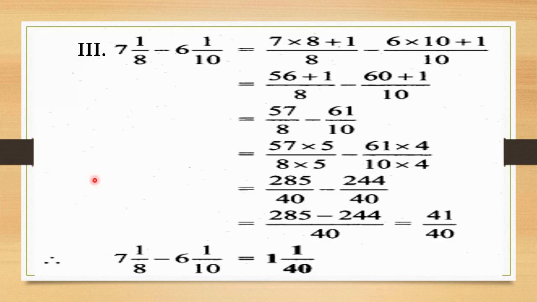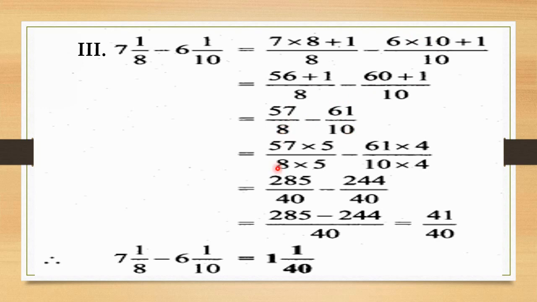Question number 3, 7 and 1 by 8 minus 6 and 1 by 10 is equal to 7 multiplied by 8 plus 1 upon 8 minus 6 multiplied by 10 plus 1 upon 10. So 7 8s are 56 plus 1 upon 8 minus 6 10s are 60 plus 1 upon 10. So here you will get 57 by 8 minus 61 by 10.